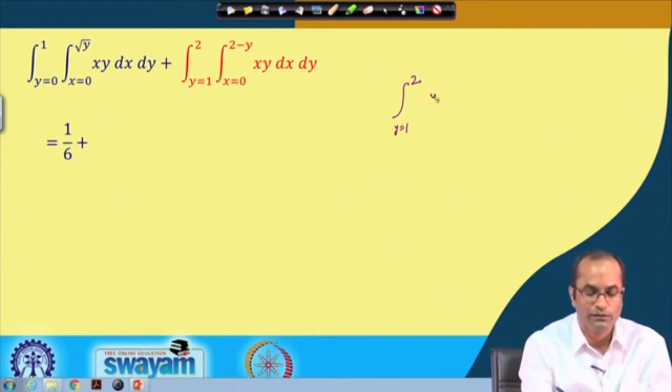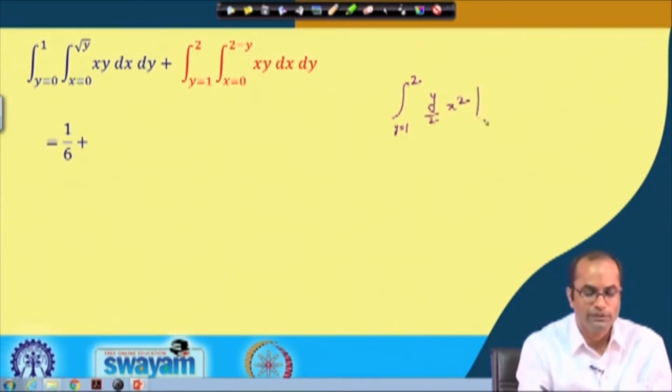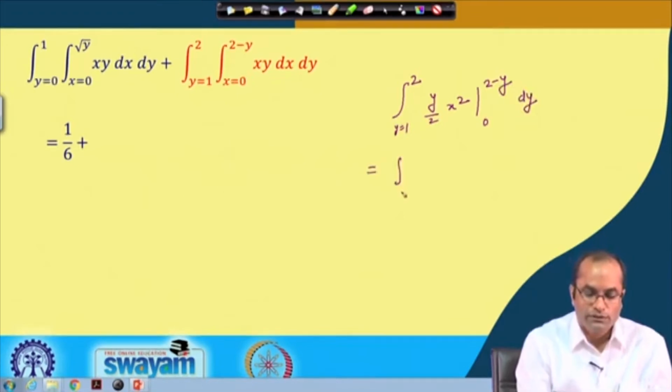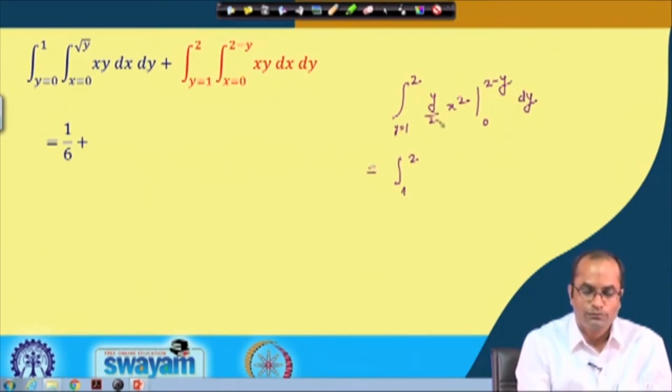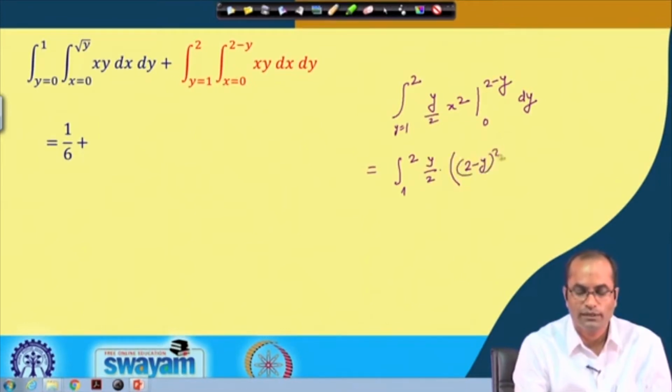So, we are integrating now for x, which will be x square by 2, and the limits will be 0 to 2 minus y, and then we have dy. So, this is equal to 1 to 2, we have y by 2 and then x square. So, 2 minus y square and then minus 0. So, we have this dy.